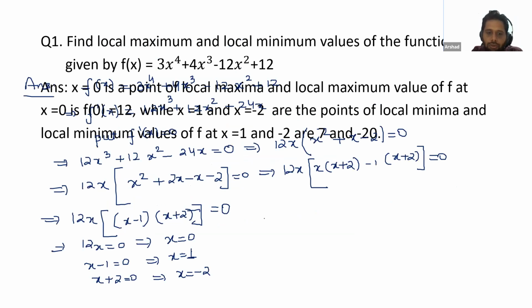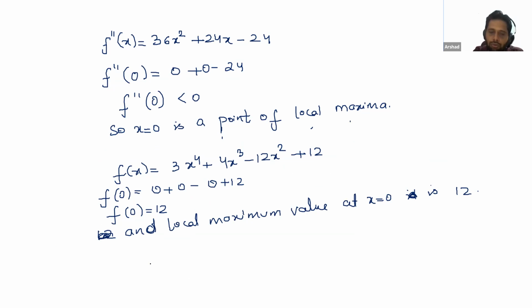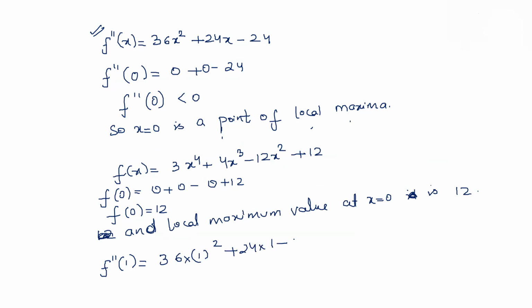Now what is the other critical point we have? x is equal to 1. Next we will find f double dash 1. So what was our function? Put the point: 36 into 1 square plus 24 into 1 minus 24. So here we will get 36.